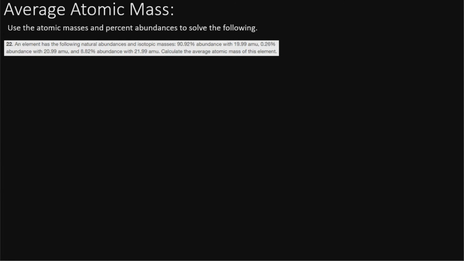In this question, we'll calculate average atomic mass. This question says an element has the following natural abundances and isotopic masses. 90.92% abundance with 19.99 AMU, 0.26% abundance with 20.99 AMU, and 8.82% abundance with 21.99 AMU. To calculate the average atomic mass, we'll take the percent abundance times the AMU.